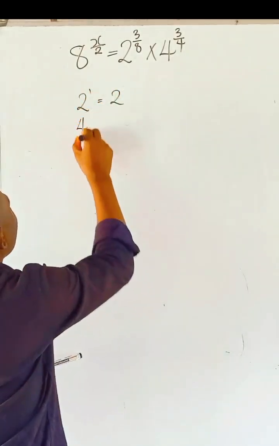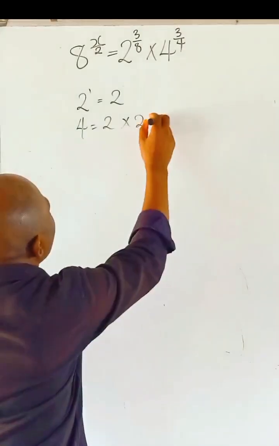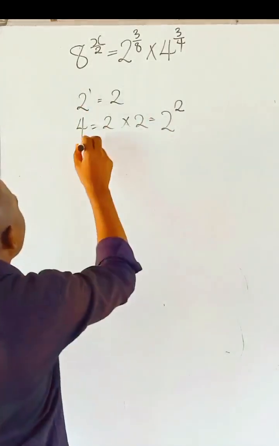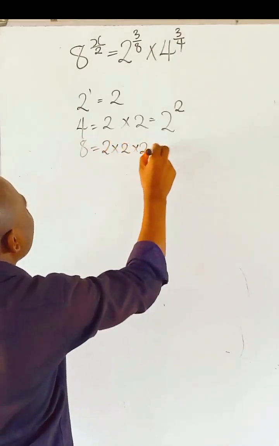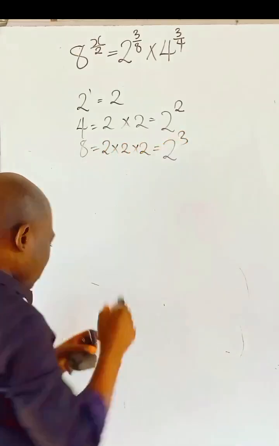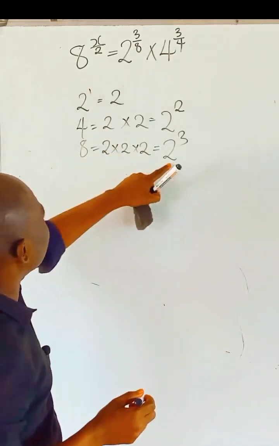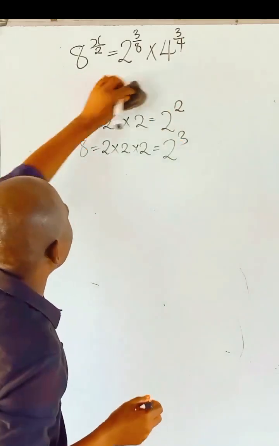Then 4 is the same thing as 2 times 2, so in place of 4 we have 2 raised to the power of 2. And 8 is 2 times 2 times 2, which is 2 raised to the power of 3. So in place of 8 we're going to use this, and in place of 4 we're going to use this. Let's get that done as fast as we can.